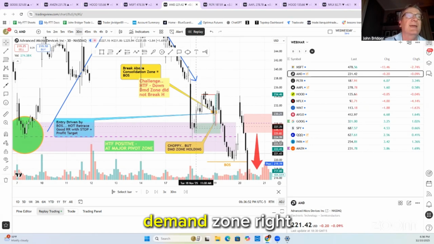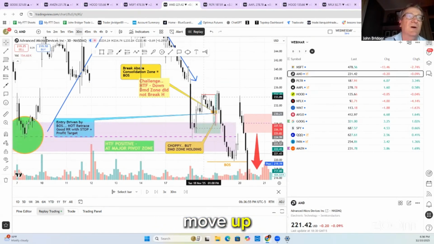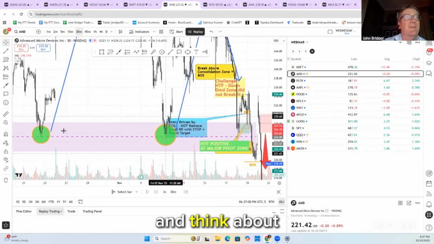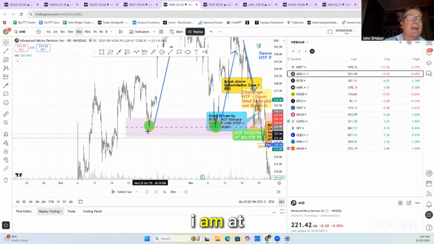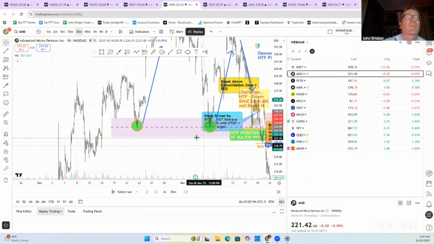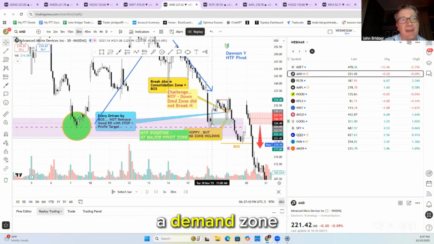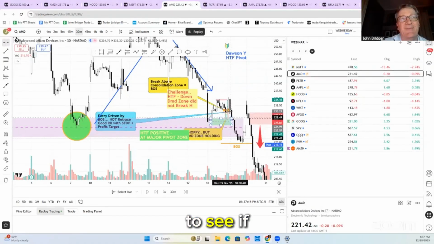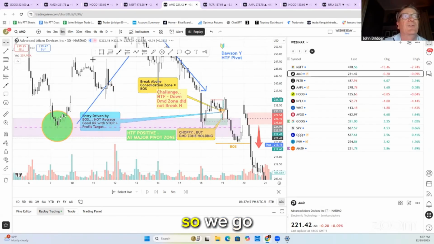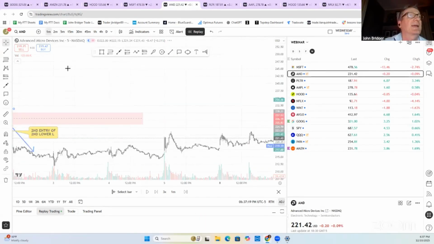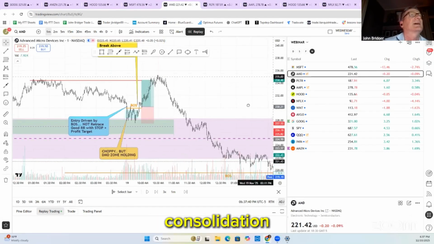You had a nice demand zone, right, that created this move up. Now, it didn't break structure, but you still got a decent move up. And think about where it is, right? I am at this pivot area where price has been tending to revert to the upside, right? So I got a demand zone that created a move. Now I'm just waiting for the next day to see if I get a return of that, right? So if we go to the actual trading day, here's an example of breaking out of consolidation.